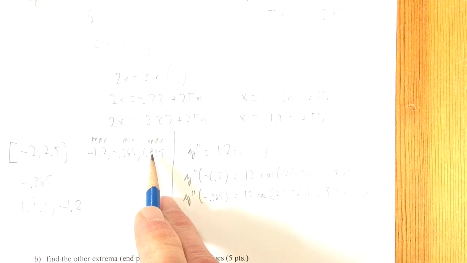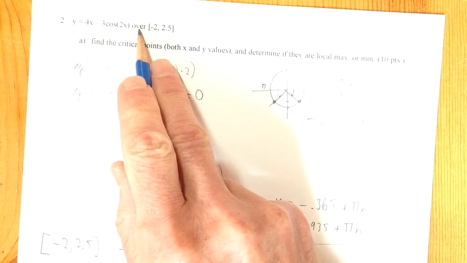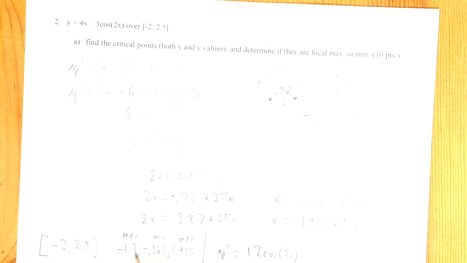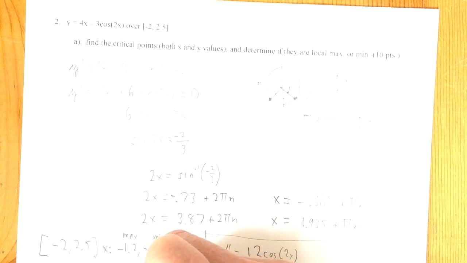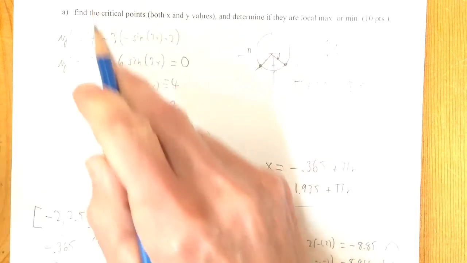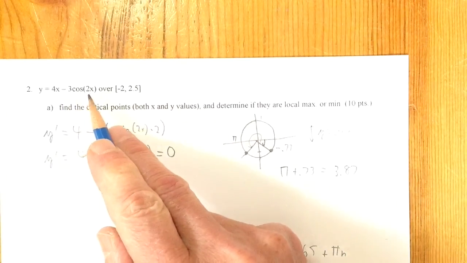Now, the only thing left is to figure out what the y values are, which is kind of a pain. We got to plug these numbers back into our original equation so we can graph them again and know how big our graph is. These are the x's, so let's figure out the y's. Again, it's just a calculator problem. Plug in negative 1.2, and make sure it's radians.